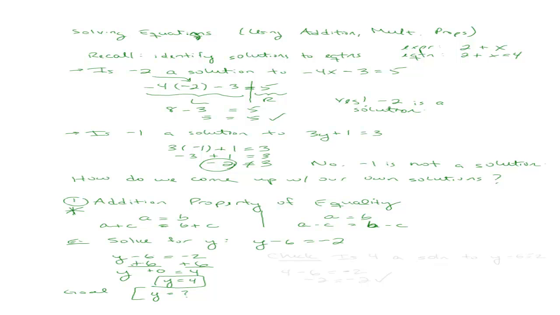Now I've solved. Now let's go ahead and check. So to check, what I want to know is, is 4 a solution to the equation y minus 6 equals negative 2? I'm simply going to do what I did a few seconds ago. I'm just going to plug in 4 for y and see if I get negative 2. So 4 minus 6 is negative 2. Because both sides of my equation are the same, I know that my answer is right. So yes, 4 is a solution to the equation. I solved my equation correctly.